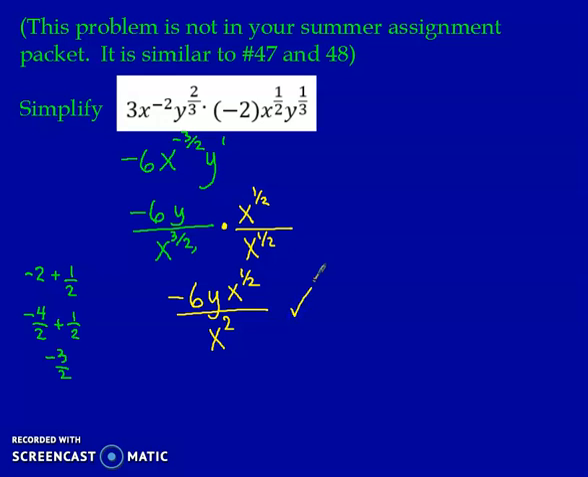And that's our answer. Another way that we could express this numerator, also equal to -6 y times the square root of x over x squared. And so this is in radical form or in exponential form. Either way would be acceptable.